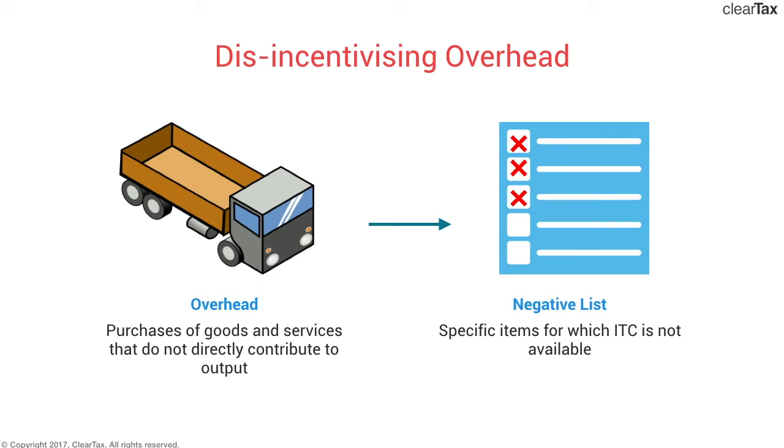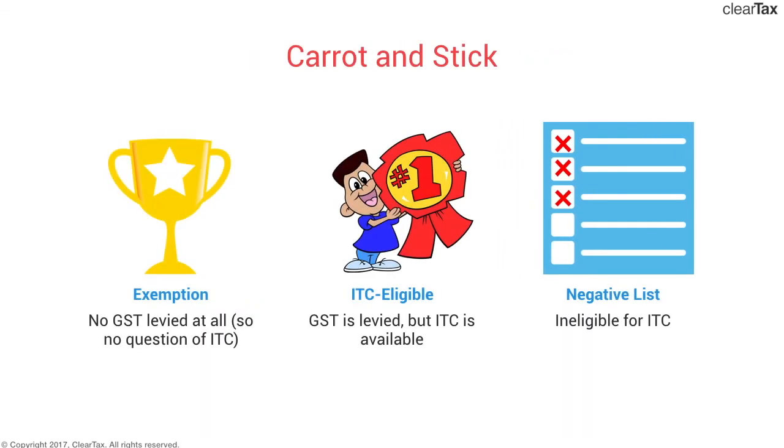Now, this is not really stated anywhere in the law. This is a concept that we've built up by studying the input tax credit provisions. This concept would make it very easy to understand the negative list, and it actually makes sense as well. And based on the concept of value addition and overheads, we have three types of purchases: the exempt purchases, ITC eligible purchases, and the negative list purchases on which ITC is not available.